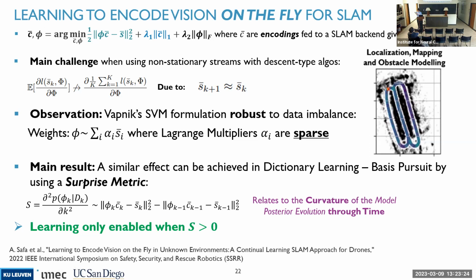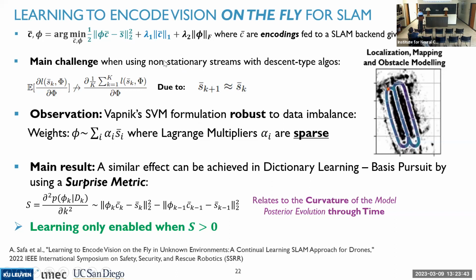So if the SLAM backend sees the same kind of descriptor as it saw before, it understands that it's in the same place. So we perform a loop closure and correct the map accordingly. So that's how we plan to use this kind of continual learning idea.